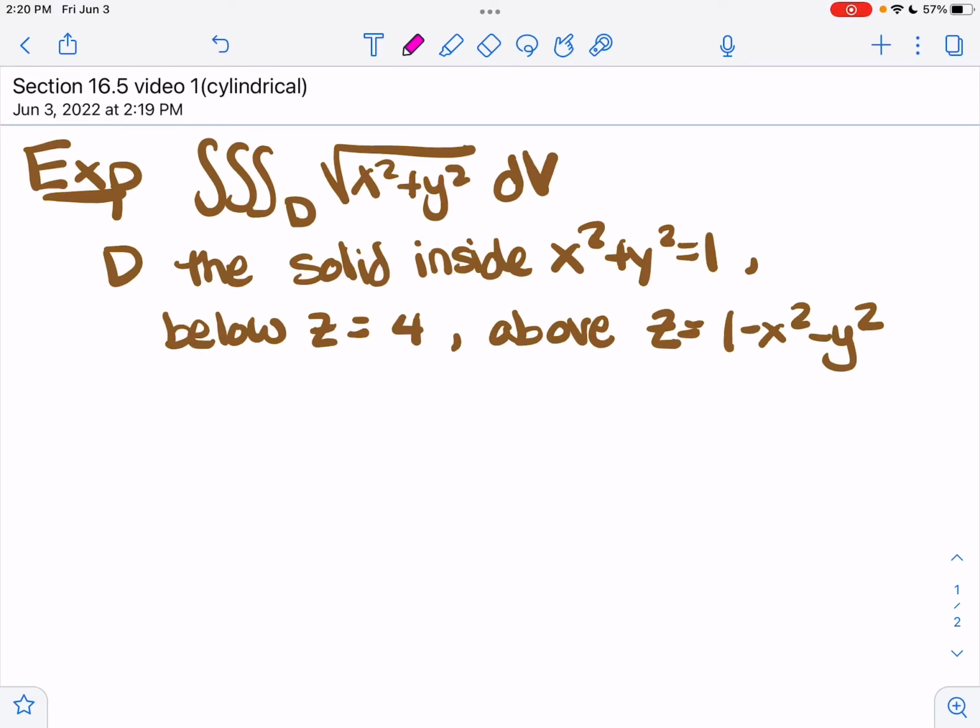We have a triple integral, and we're going to do it with cylindrical coordinates. Let's figure out what we're being asked to do here. We're integrating this function over the region defined by these statements here. And what do those statements actually give us?